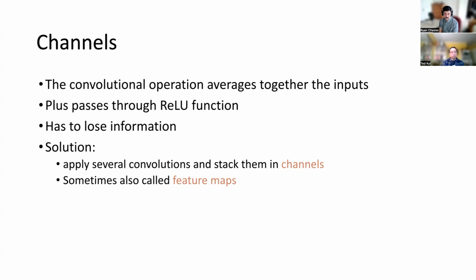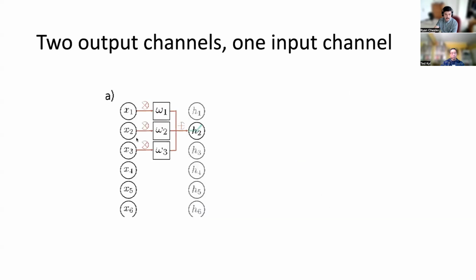So ideally, we want to be able to create additional channels and have them capture all of the different kinds of things that we're looking for. Because if we're limited to just a single dimension, that's very, very limiting. People call these channels, and they sometimes call them feature maps. This is walking through what this would look like.